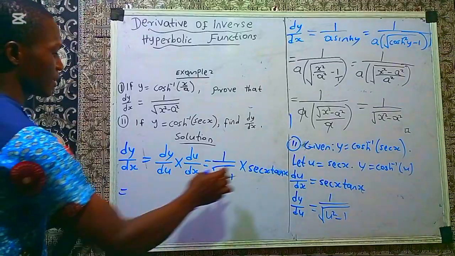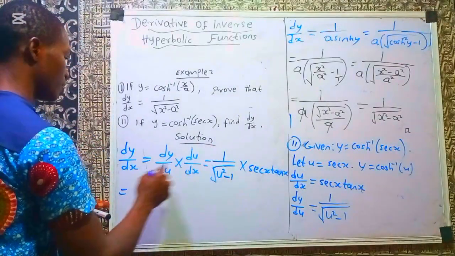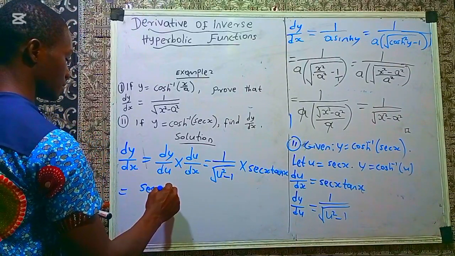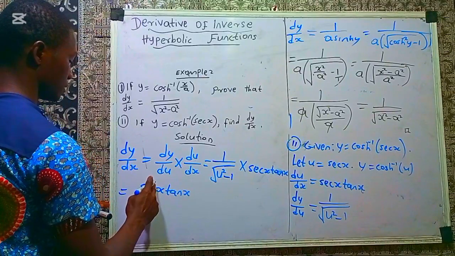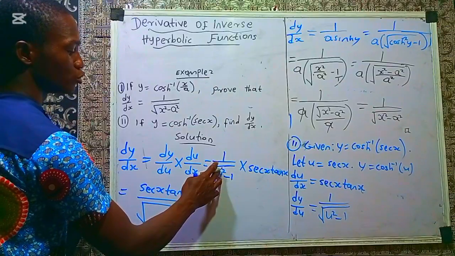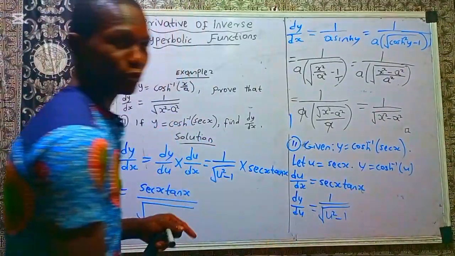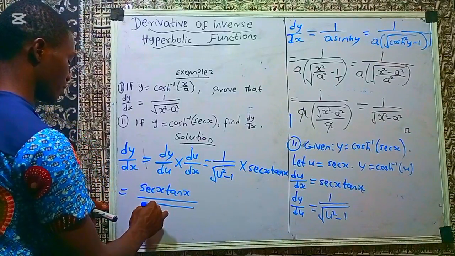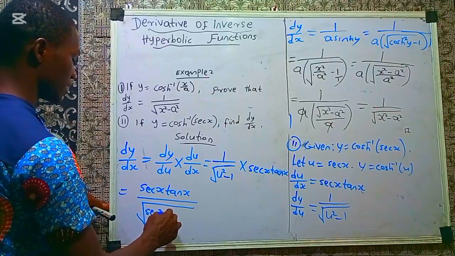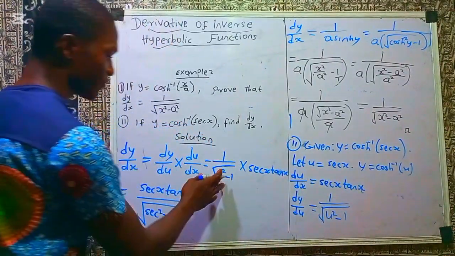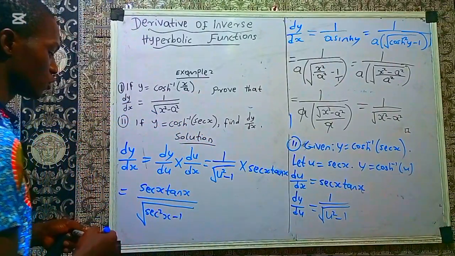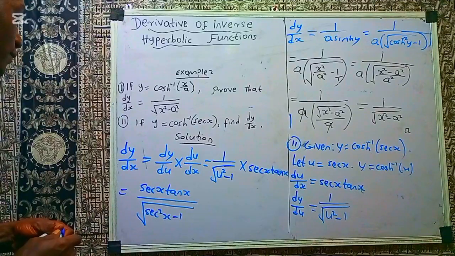So if you simplify, sec x tan x will multiply 1, and they will come to the numerator. If this quantity multiplies 1, we now have sec x tan x divided by square root of, what is your u? u is sec x, and we have u squared, so you have sec squared x minus 1. So that's what we are going to have.